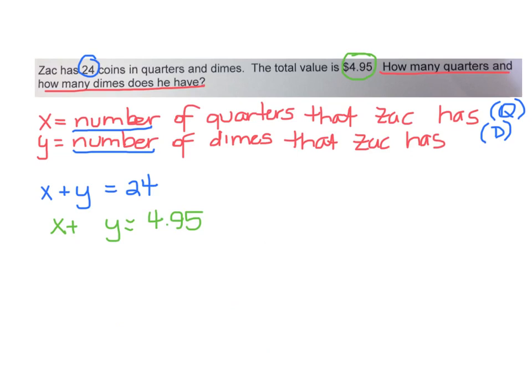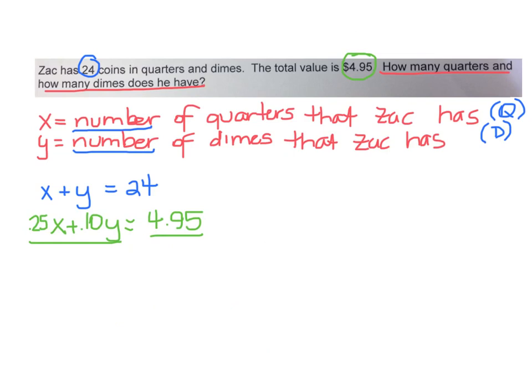So remember, this is money, so somehow I must bring money over to this side. Quarters are 25 cents and dimes are 10 cents. So 25 cents times the number of quarters plus 10 cents times the number of dimes has to give me the total money that I have in my pocket. And I have set up my system.